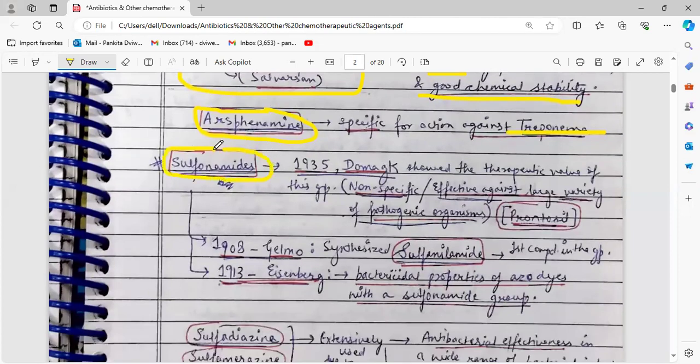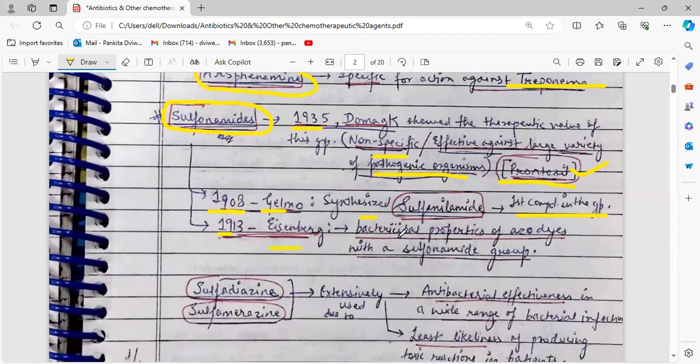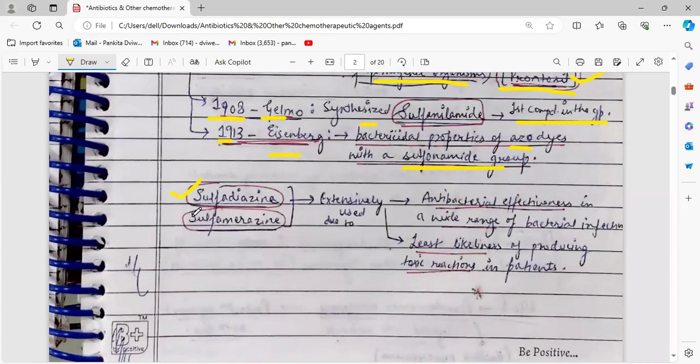Sulfonamides were the next compounds that were used, in 1935. Domagk showed their therapeutic value; they had non-specific action and were effective against a broad category of pathogenic organisms. The example is Prontosil. Followed by Gelmo, who in 1908 synthesized sulfanilamide, the first compound in this group. In 1930, Eisenberg showed the bactericidal properties of azo dyes with the sulfonamide group. Then sulfadiazine and sulfamerazine are the two sulfonamides that are very extensively used for their antimicrobial effectiveness against bacterial infection.